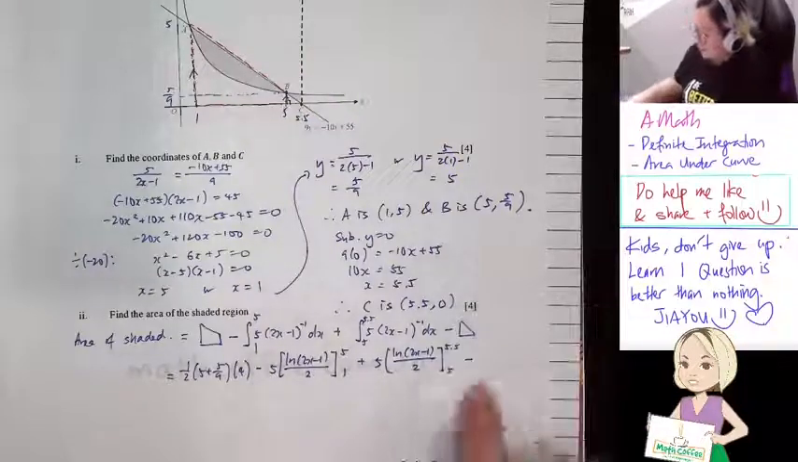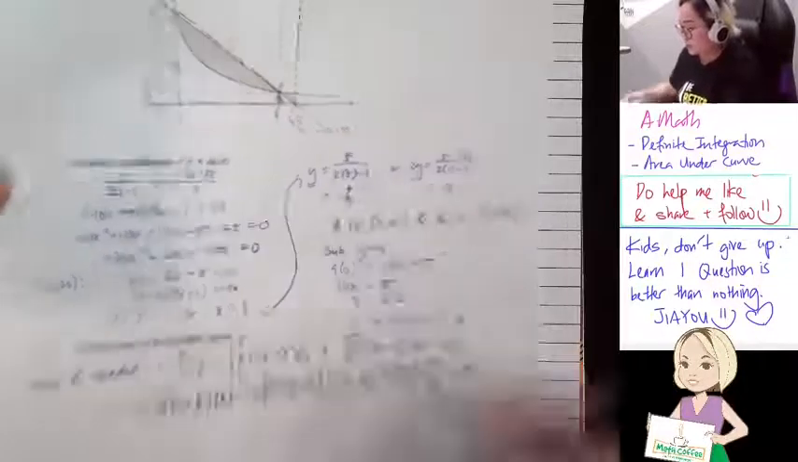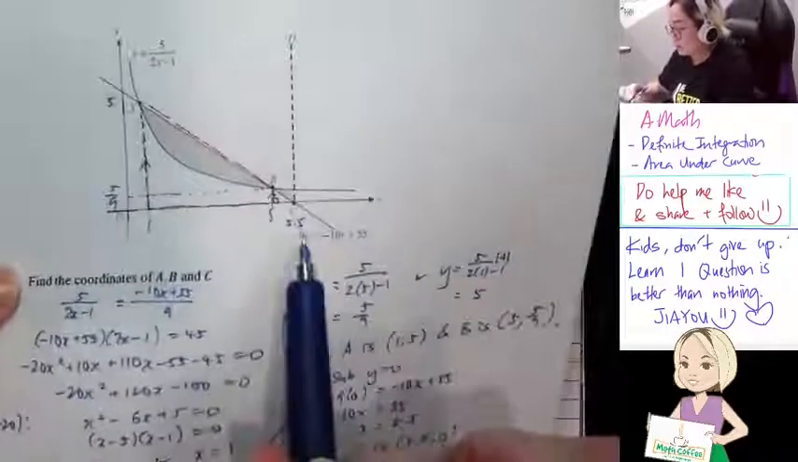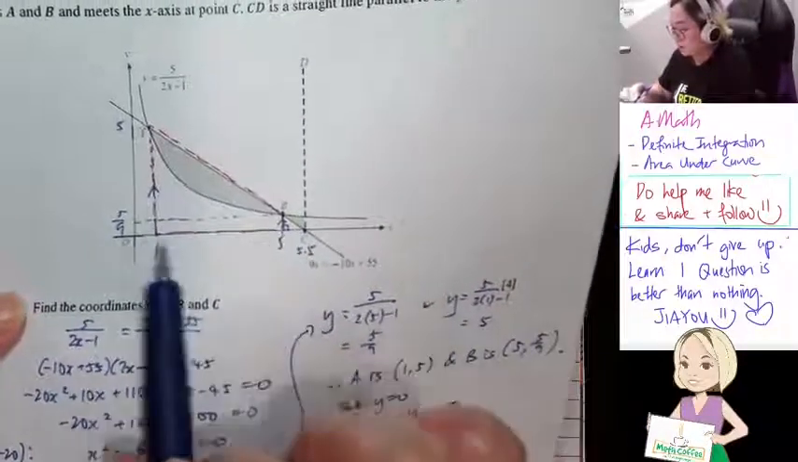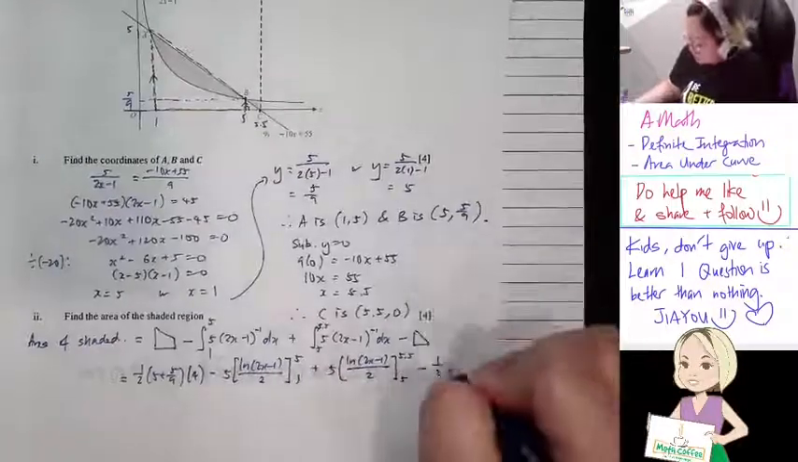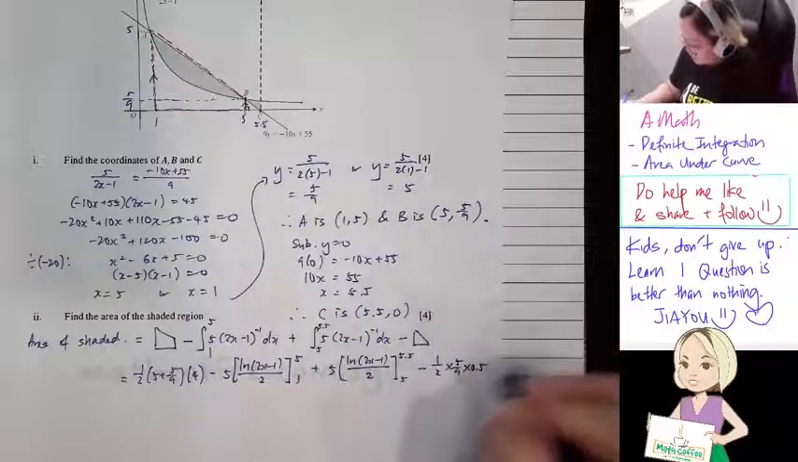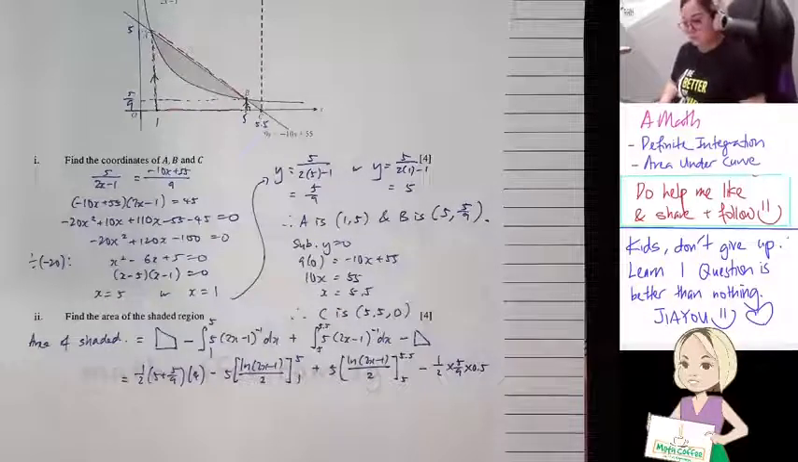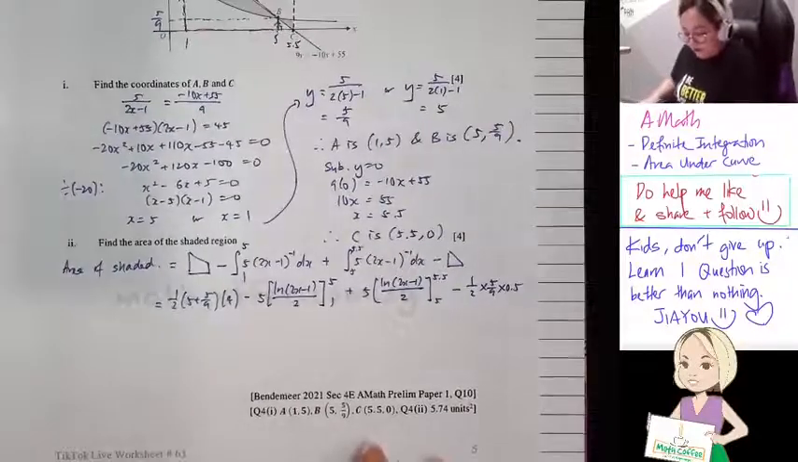Minus the triangle. Triangle is half times base times height. So let's take a look at what is the base and height. The base is actually just 5.5 minus 5, so it's 0.5. The height is 5/9. So this is half times 5/9 times 0.5. So now we need to sub in our values.